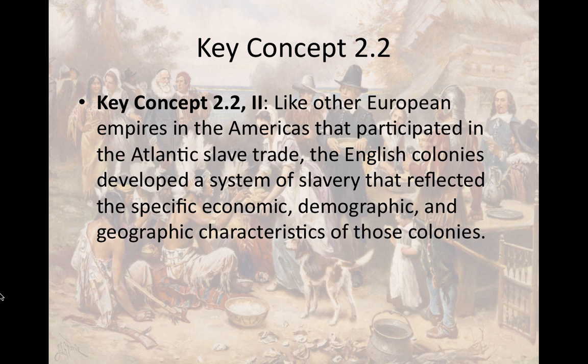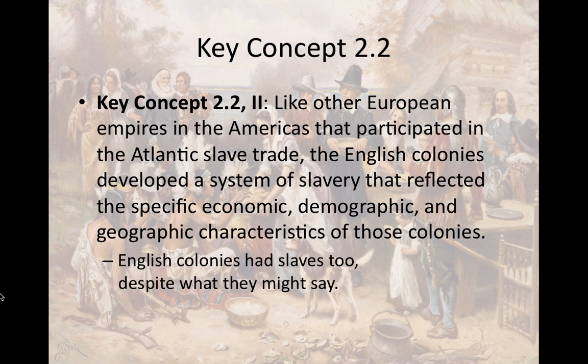Okay. Key concept 2.2, Roman numeral 2, says, like other European empires in the Americas that participated in the Atlantic slave trade, the English colonies developed a system of slavery that reflected the specific economic, demographic, and geographic characteristics of those colonies. So in other words, English colonies had slaves too, despite what they might say. They drink their tea and they think they're all good and righteous. Yeah, they had slaves too.